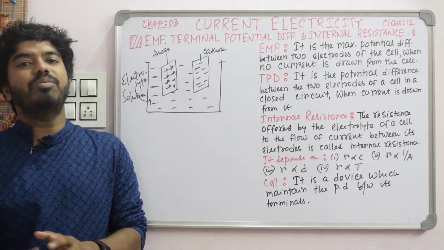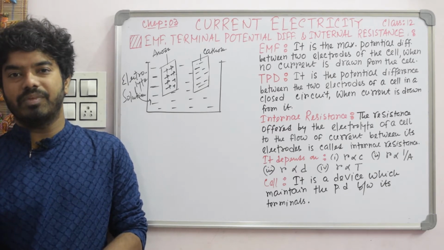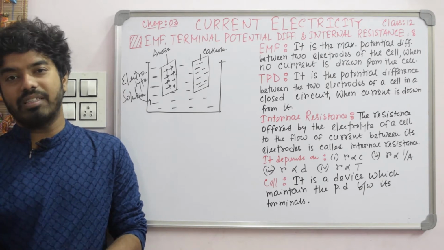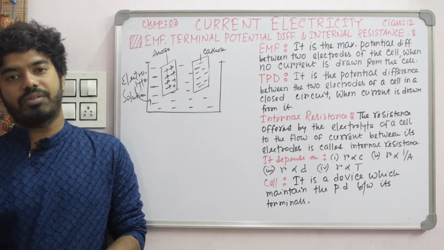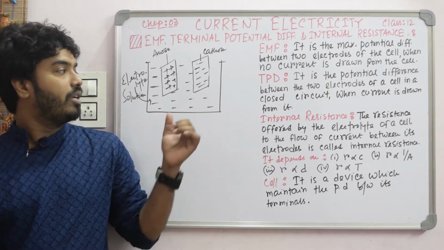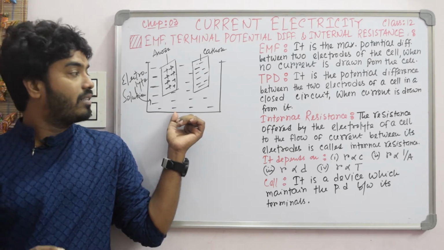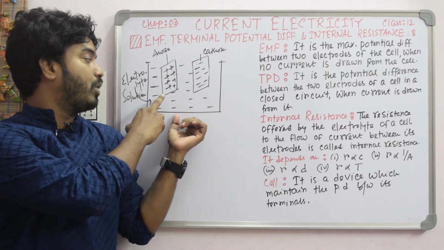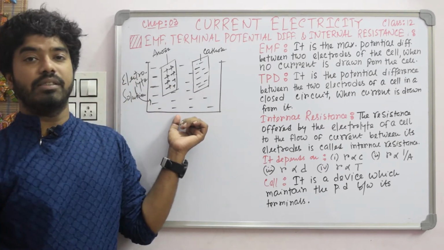So at first you have to know what a cell is. A cell is a device which maintains the potential difference between two electrodes. Suppose you just see this figure. A cell mainly consists of two plates. This is one plate and this is another plate.